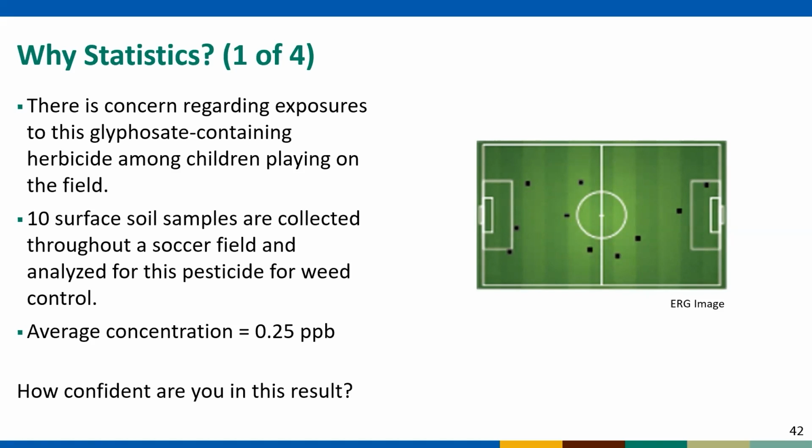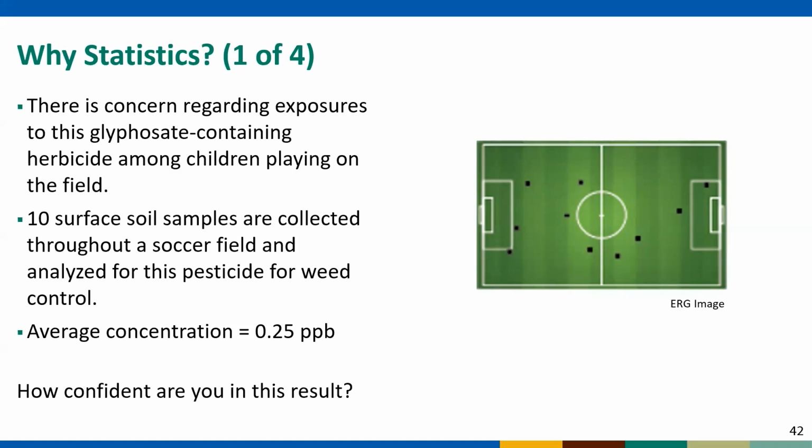We're left to collect samples. In this example, let's pretend that we were presented with laboratory results from 10 surface soil samples collected at random at various locations in the field, and we determined that the average concentration from these soils was 0.25 parts per billion. How confident would we be in that average? Do we think that the value reflects the average concentration that children would be exposed to while playing on the field? Do you think that the actual true average is higher or lower than our sample average?